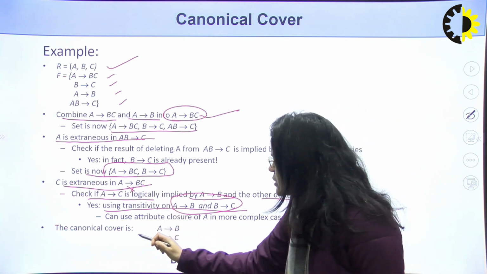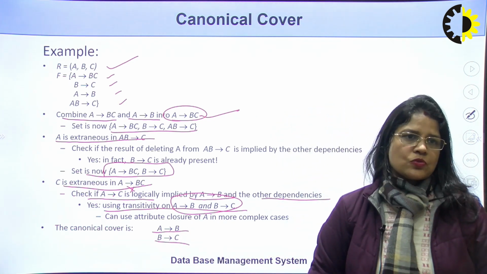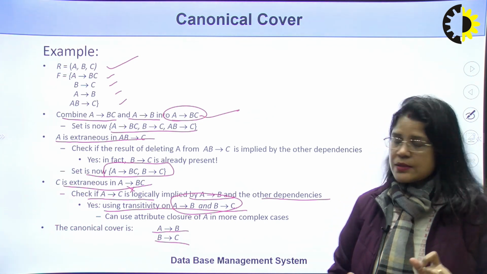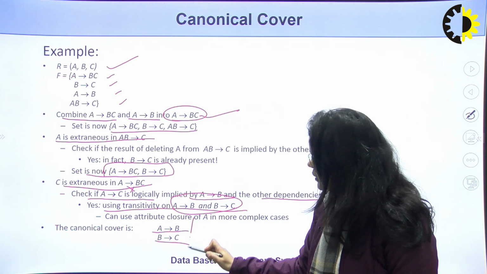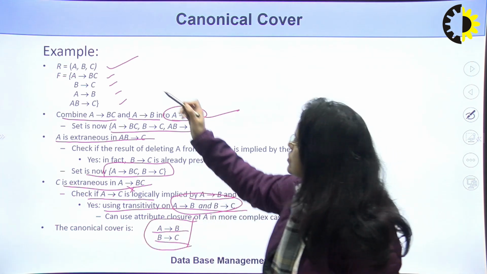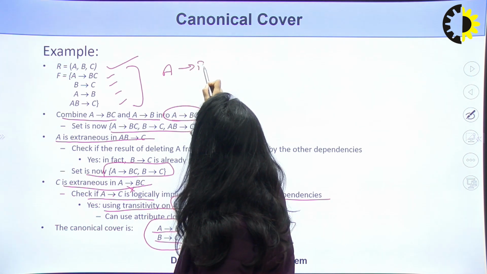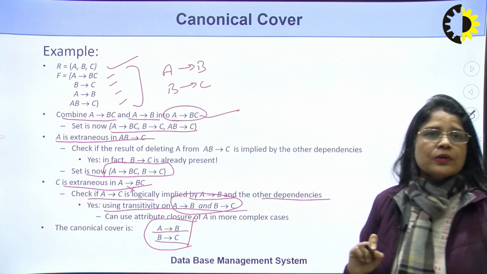So at last, what we have, the canonical cover, is A tends to B and B tends to C. This is the irreducible set of functional dependencies. Further, we cannot reduce, right? So for this functional dependency set, the minimal cover is A tends to B and B tends to C. So that is how we can calculate the minimal cover.